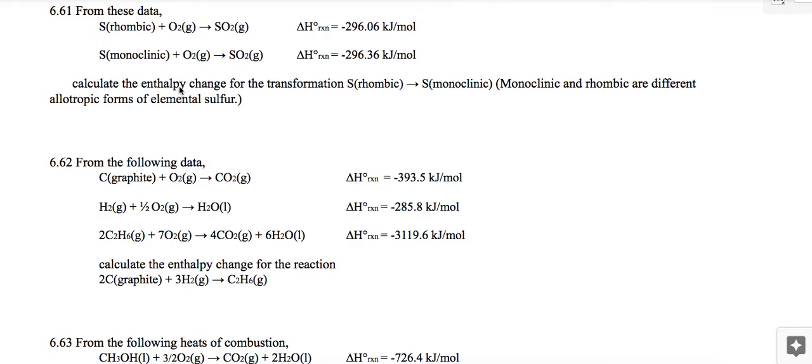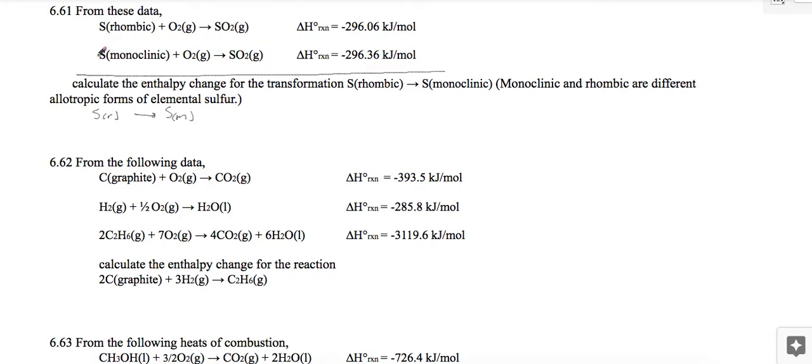For the sulfur problem, we are going to figure out how to rearrange these two so that it comes out to equal sulfur rhombic to sulfur monoclinic. And as we practiced in class, we want to get everything to the correct side of the chemical reaction, and we want all the coefficients to match, and everything else will cancel.